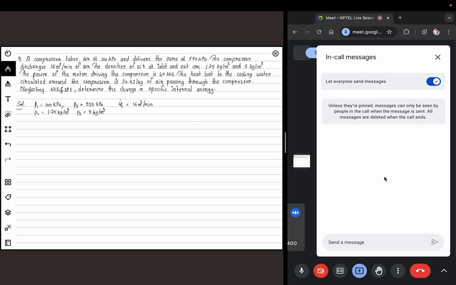The power of the motor that is driving the compressor, just to differentiate, so W dot motor is given as 40 kilowatt. Is the work done on the compressor? So I'm just putting a minus here. Okay, the heat lost to cooling water Q dot, it is lost. So I'm just putting minus 30 kilojoule per kg of air. Now what is asked is you need to determine the change in specific internal energy. So how will I proceed with this?